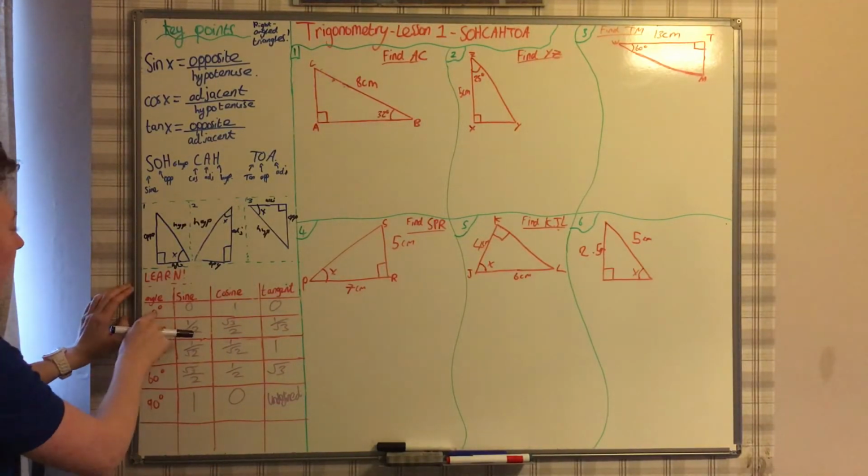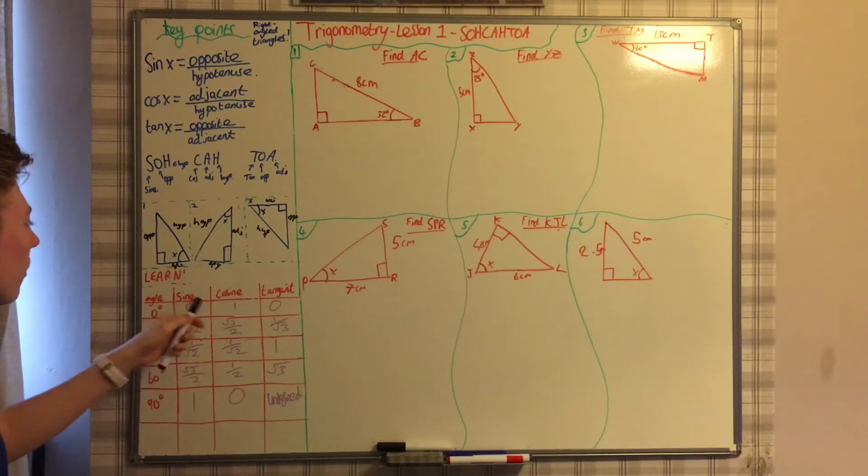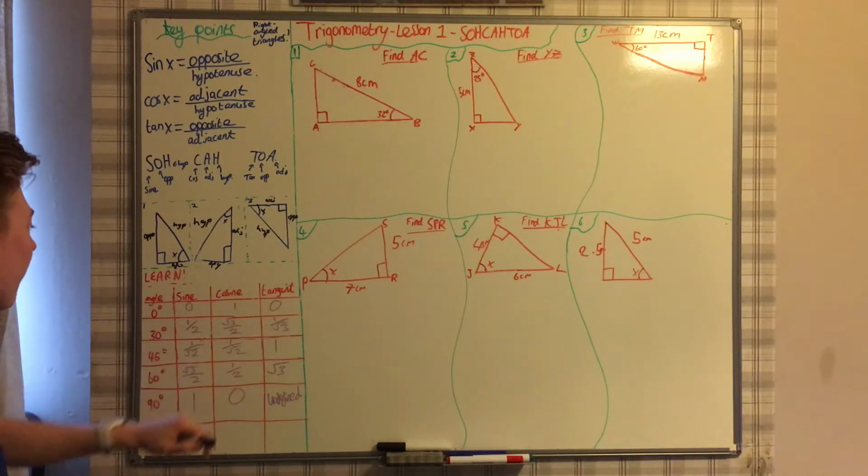So if we take 0 degrees, sine 0 is 0, cosine, cos of 0 is 1, and tan of 0 is 0.